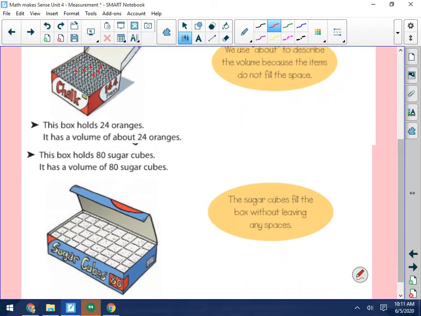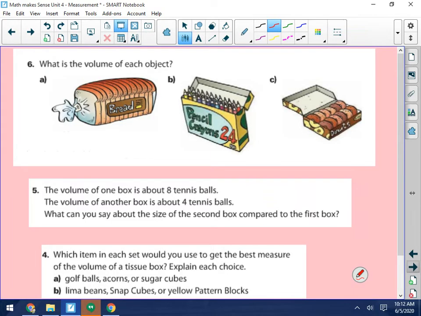Below that, we can say that this box down here holds 80 sugar cubes. Now, we're not going to use the word about here because 80 sugar cubes will fill the box without leaving any spaces. So when we measure volume, it's useful to measure volume with something that doesn't leave spaces, like sugar cubes. They stack together nicely.